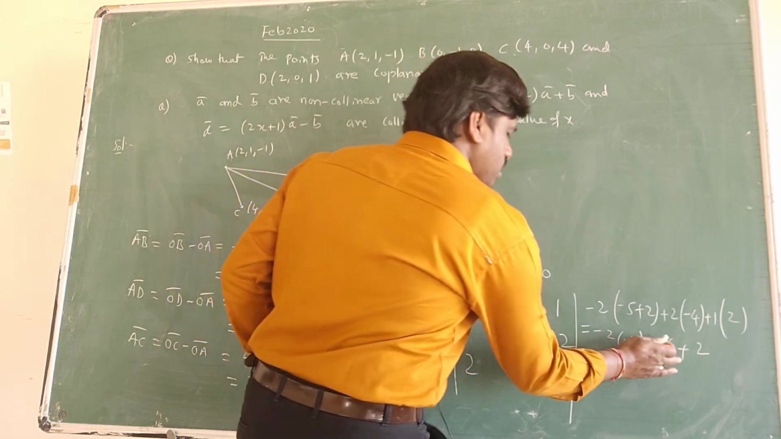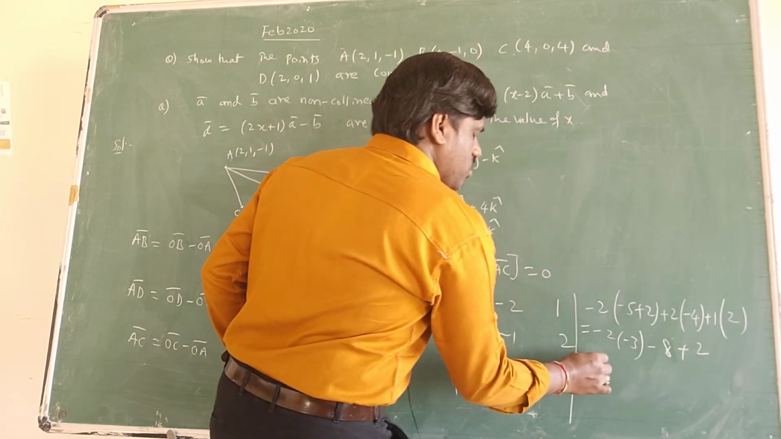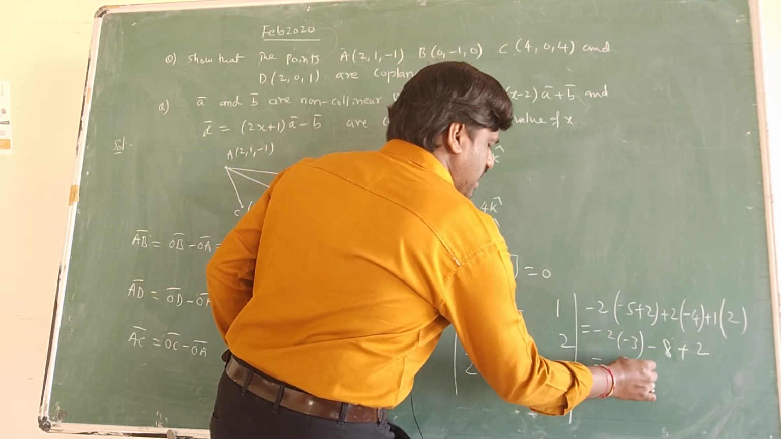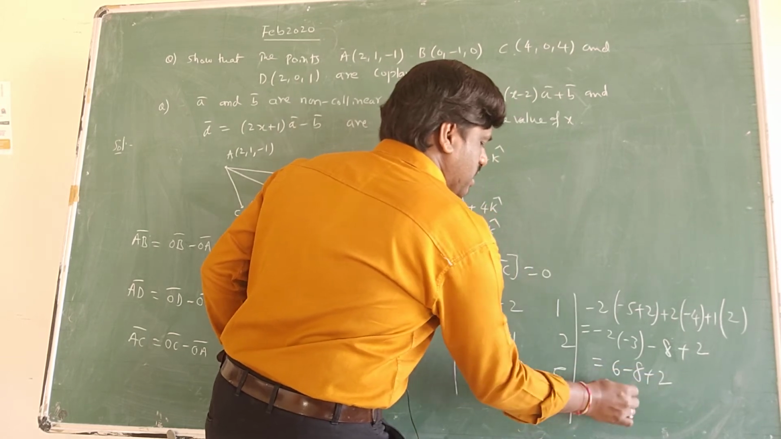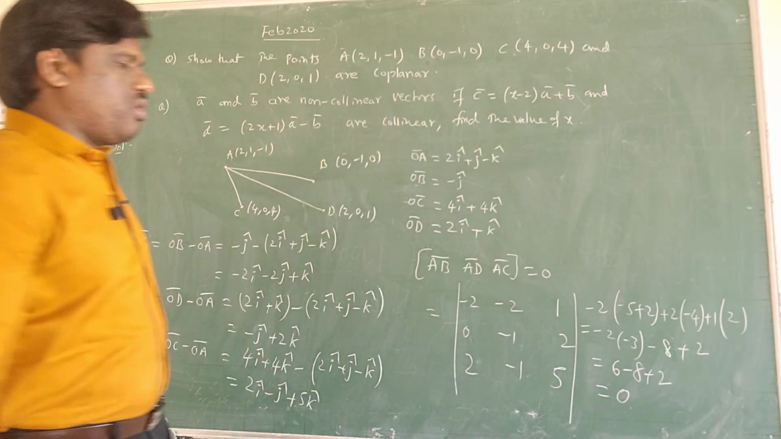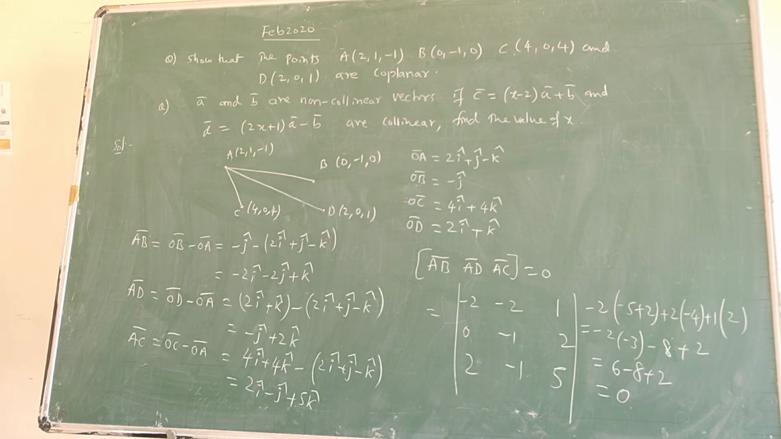minus 8, minus 8 plus 2. So if you see that, plus 6 minus 8 plus 2, 8 minus 8 is 0. So you got that the box of these three vectors is 0. So the points are coplanar, hence done.